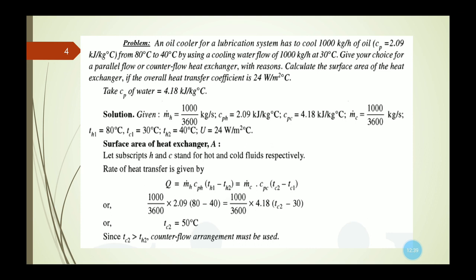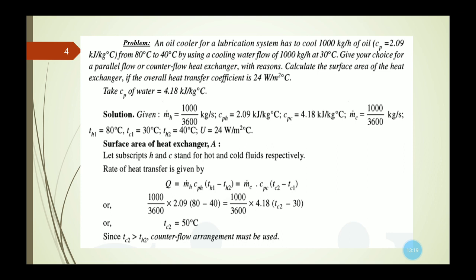Then the hot fluid inlet temperature is given as 80 degrees centigrade. Cold fluid inlet temperature is given as 30 degrees centigrade. Hot fluid outlet temperature is given as 40 degrees centigrade. So that means we need to calculate here first the cold fluid outlet temperature. And the overall heat transfer coefficient is given here as 24 watt per meter square degree centigrade. So first, to calculate the surface area of the heat exchanger, we need to first calculate the outlet temperature of the cold fluid.